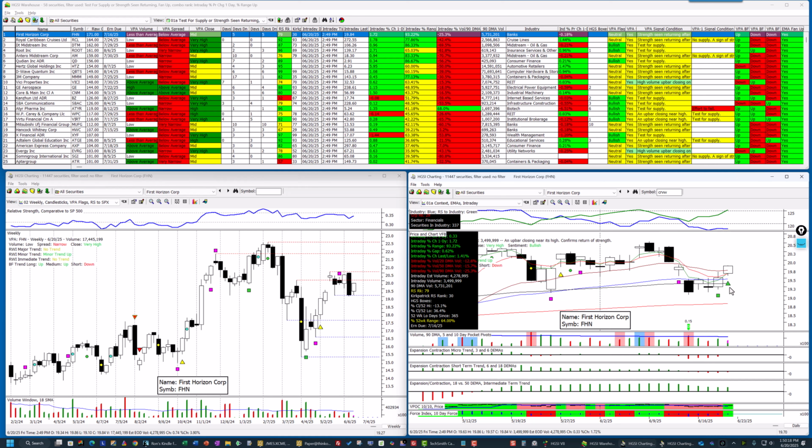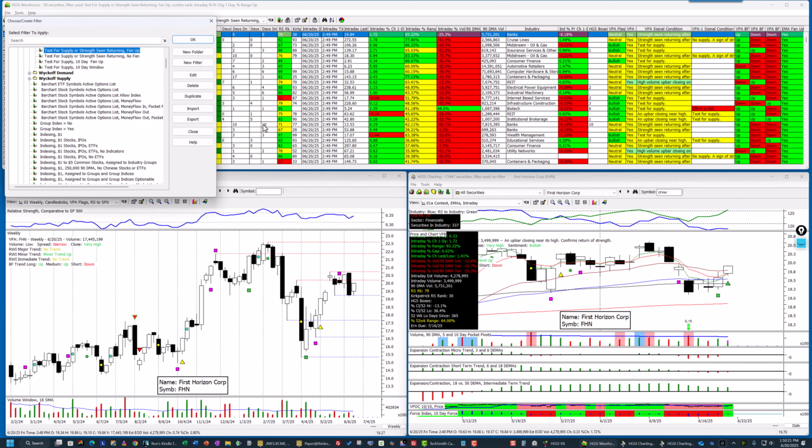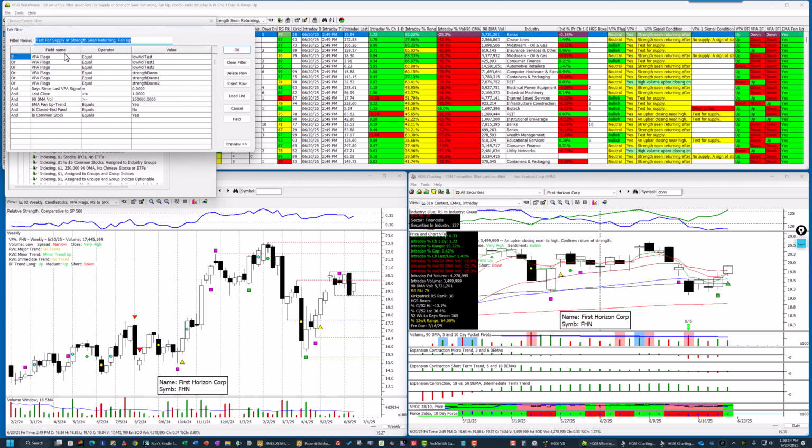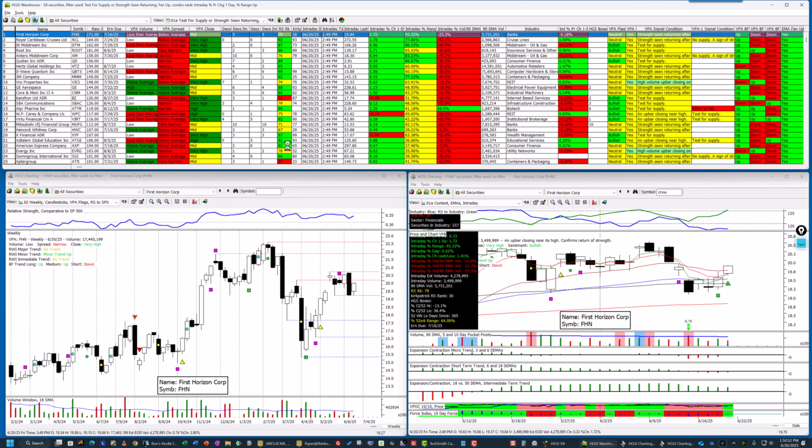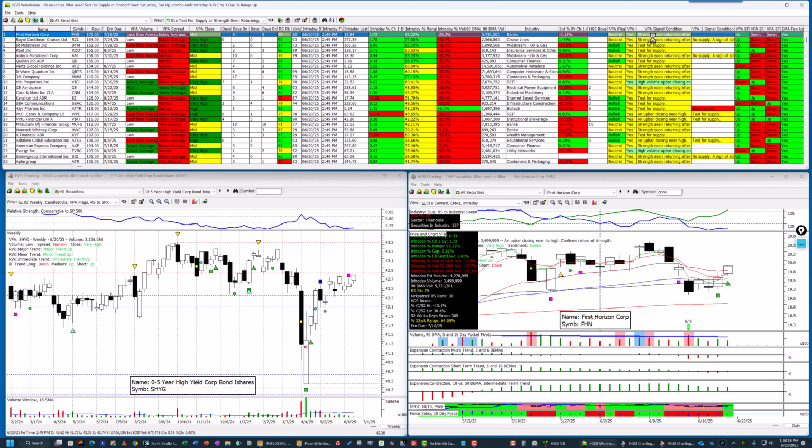Let me show you the filter very quickly. If any of these VPA flags appear, low volume tests 1, 2, and 3, 1 and 2 plus the natural low volume test, or strength down 1 or strength down 2, that means these last 3 mean the stocks have been going down, but strength is now returning. If any of these signals appear in the VPA signal condition, it's going to pass the scan.